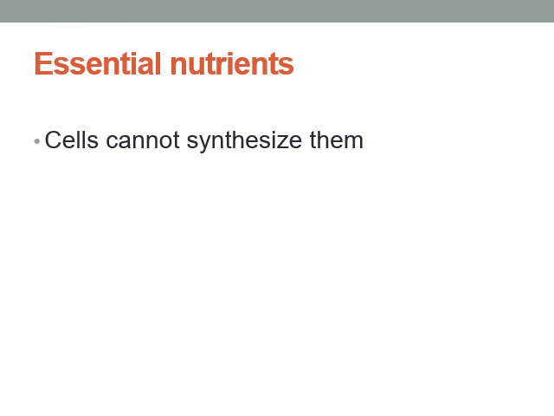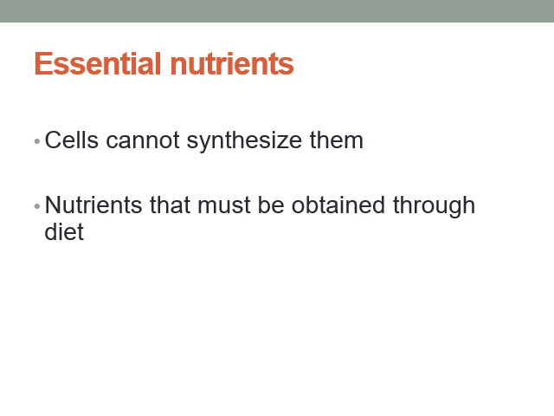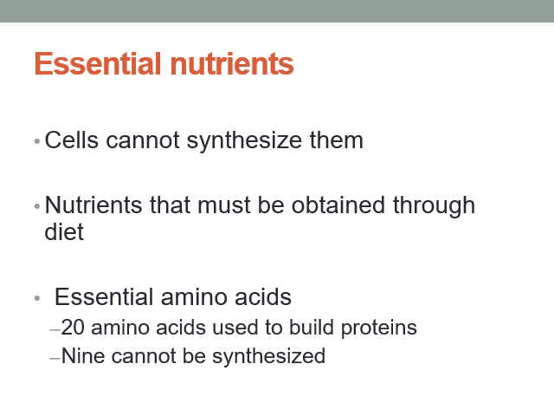Okay, so essential nutrients. Essential nutrients are something that your body cannot synthesize or make on its own, which means that you have to take it in through your diet. So again, nutrients that have to be obtained through your diet. Of the amino acids which we use to create proteins, we have 20 amino acids, right? Nine of those cannot be synthesized. So the only way we can get those amino acids is by taking them in through our diet.